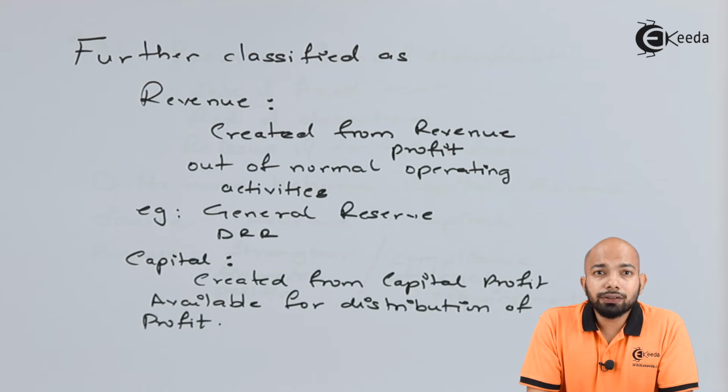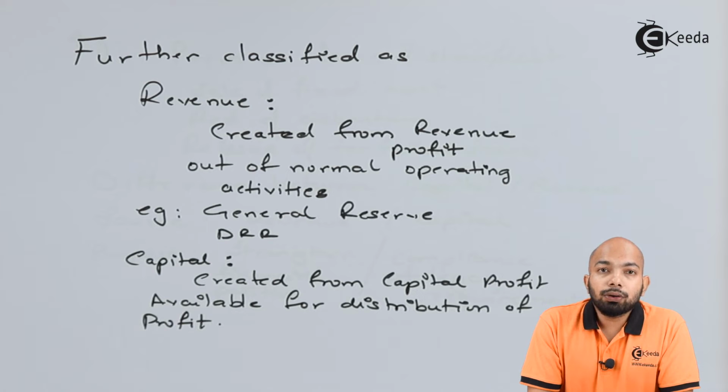Now, revenue reserve is created out of the revenue profit. That means out of the normal operating profit that we earn via our business transactions. To give you more idea about operating profit and non-operating profit: operating profit is something that results out of the basic business transactions that you do day in, day out. That means if you have a garment making company, the profit that you earn out of selling garments is known as a revenue profit.